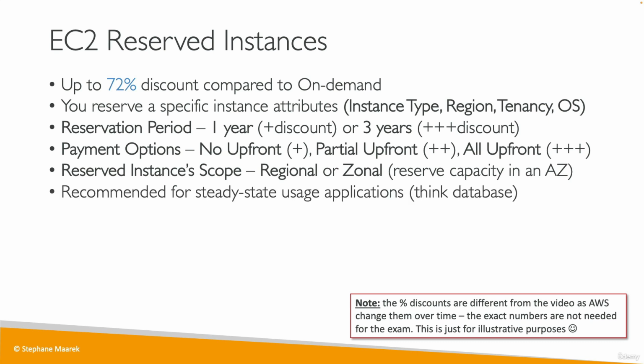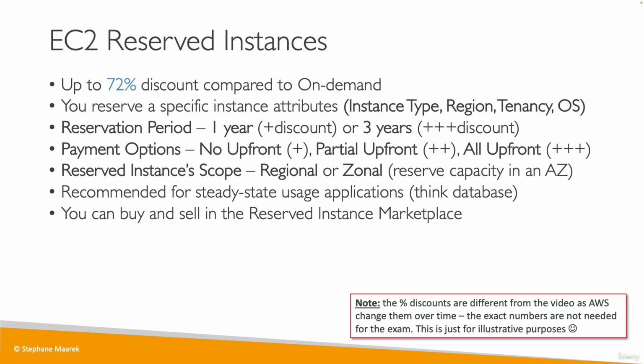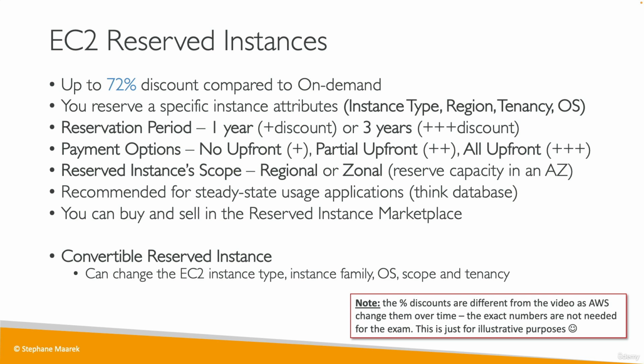And so you would use reserved instances for steady state usage applications, for example, for a database. And you can buy or sell your reserved instances in a marketplace if you don't need them anymore. And there is a specific kind of reserved instance called the convertible reserved instance, which allows you to change the instance type, the instance family, the operating system, the scope, and the tenancy. And because you have more flexibility, well, you get a bit less discount. You get up to 66% discounts. So that's for reserved instances.